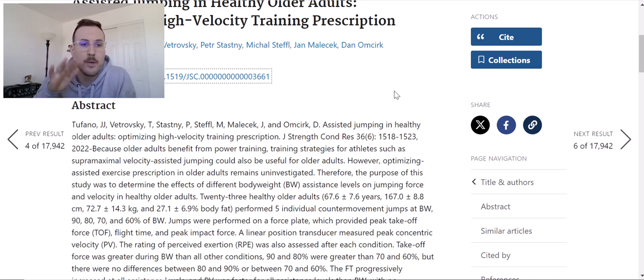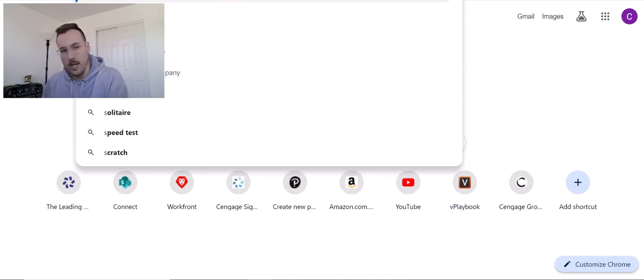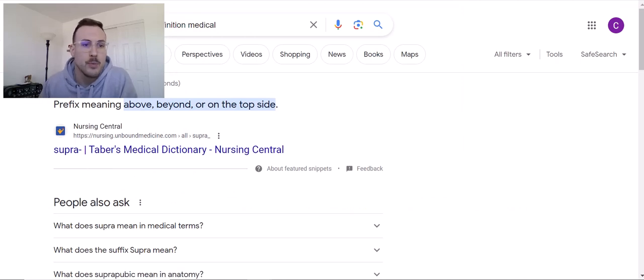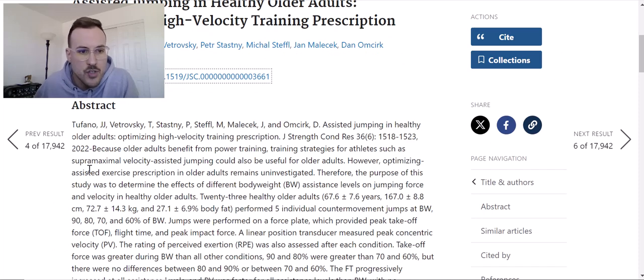So reading this again, because older adults benefit from power training, not just strength, but their ability to use it as quickly as possible. Training strategies for athletes such as supramaximal, here we go, velocity assisted jumping. So what is supramaximal, right? If you want to look up that term, we would just look up supra definition, and we'll say medical, right? But you could also say research. Prefix meaning above, beyond, or on the top side. Well, that's easy. So supramaximal, so above our maximum, and then we have velocity assisted jumping.